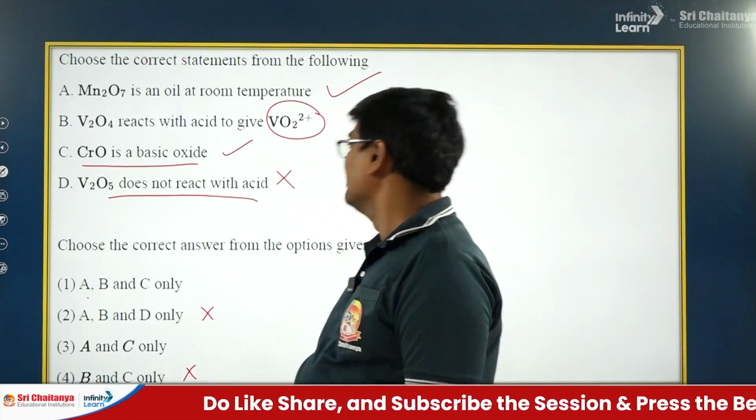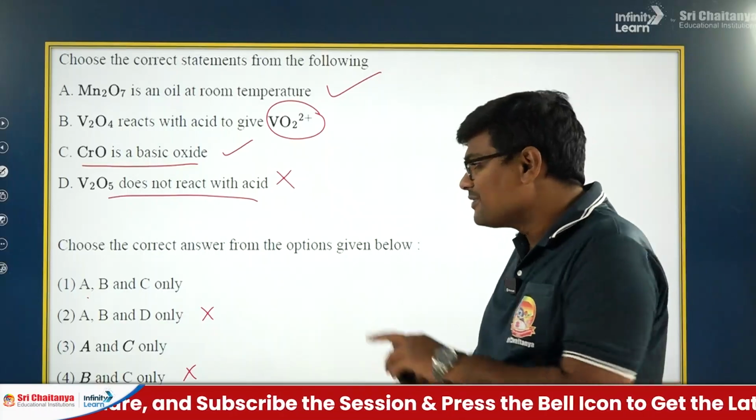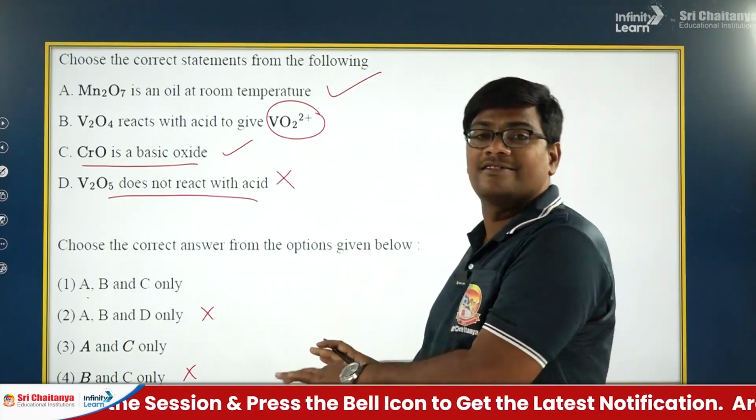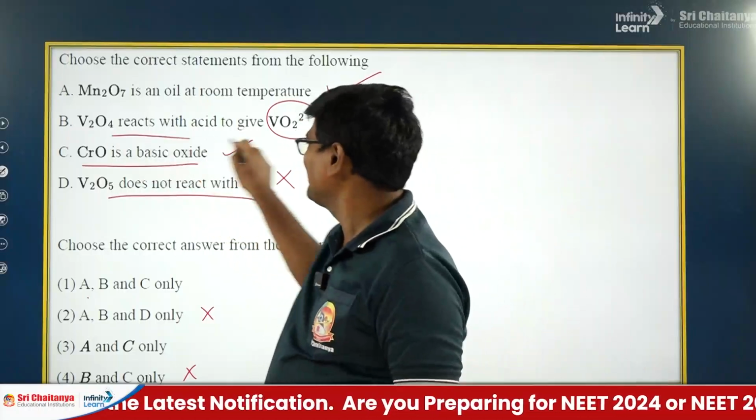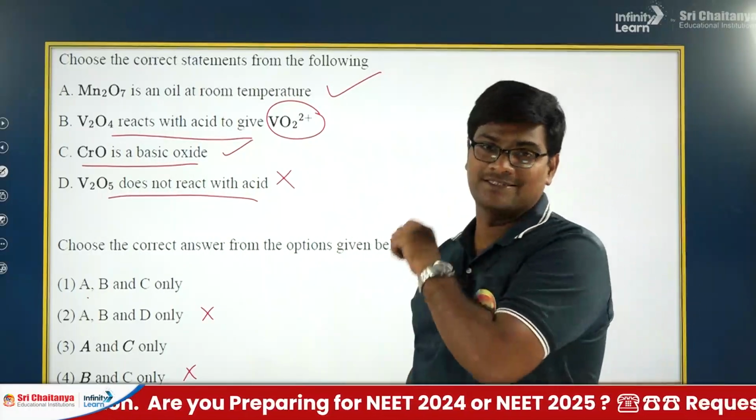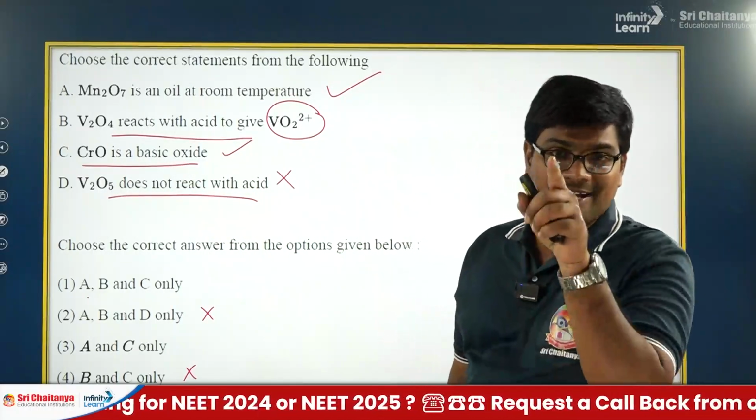B, C only also we can eliminate. That means we have two options, and the answer depends on option B. V2O4 reacts with acid to give VO2 plus. VO2 plus, sorry. That is actually wrong.